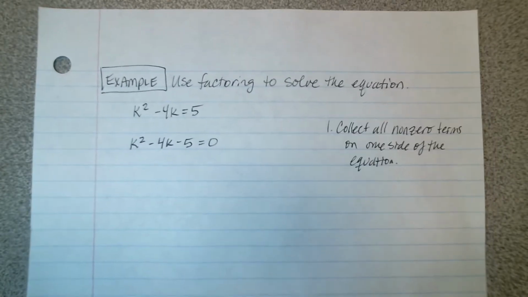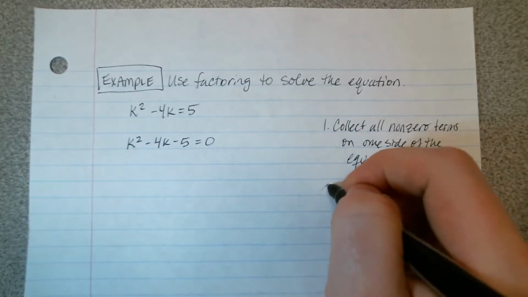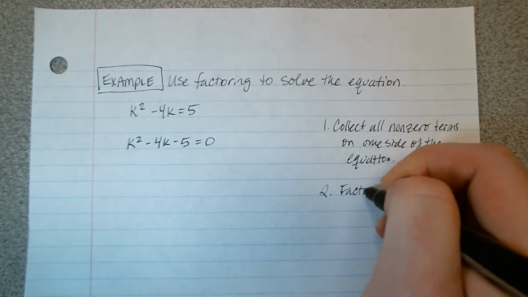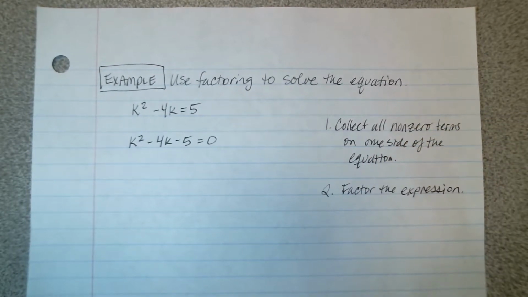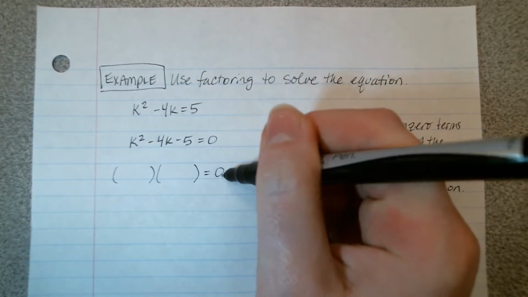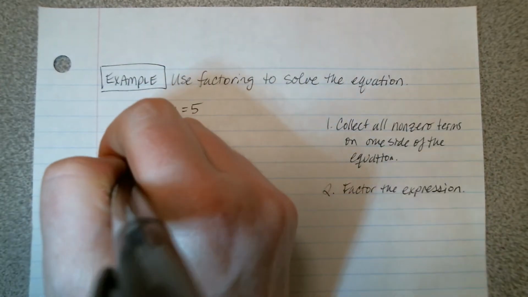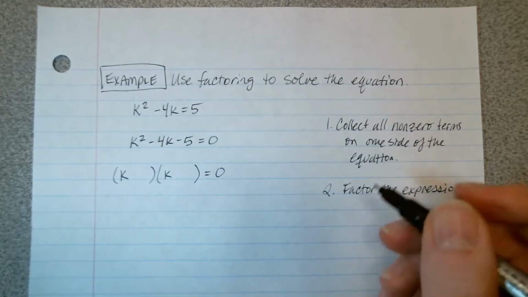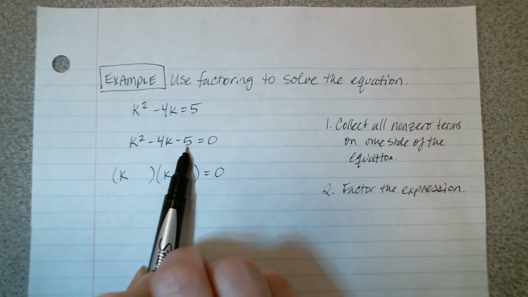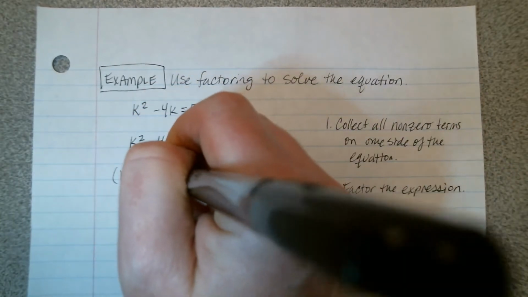The next thing that we want to do is actually factor the side with non-zero terms. In this case, I have a nice trinomial with leading coefficient 1, so this is pretty basic factoring. Carry down that equals 0. It's really, really important. Okay, so this is in variable k, and I need two numbers that multiply to -5 but add to -4. So -5 and +1.